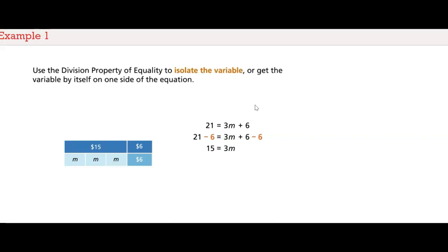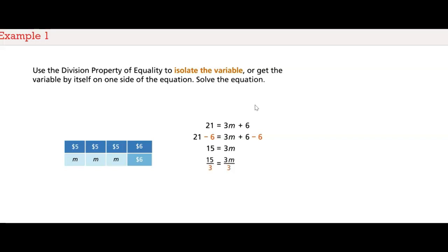Use the division property of equality to isolate the variable, or get the variable by itself on one side of the equation. Since the bottom bar has 3 m segments, let's break up the corresponding part of the top bar into 3 segments. They're each $5.